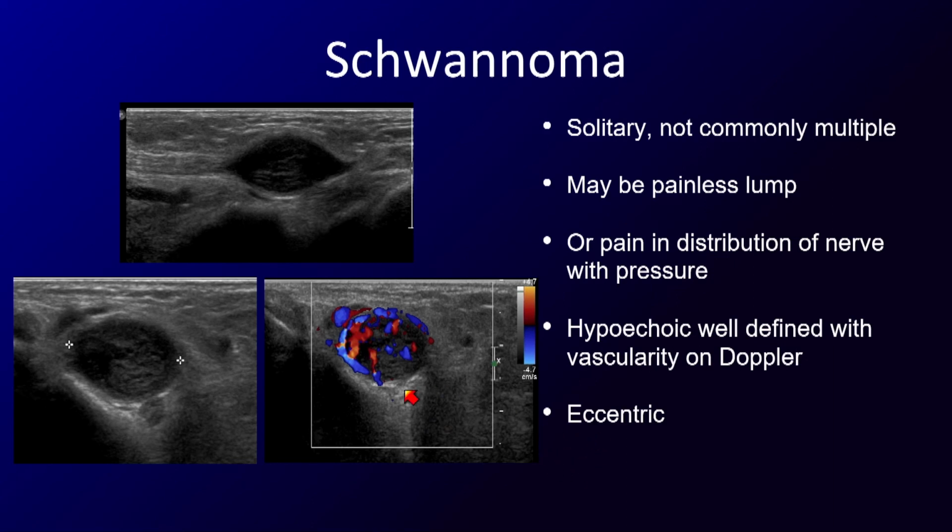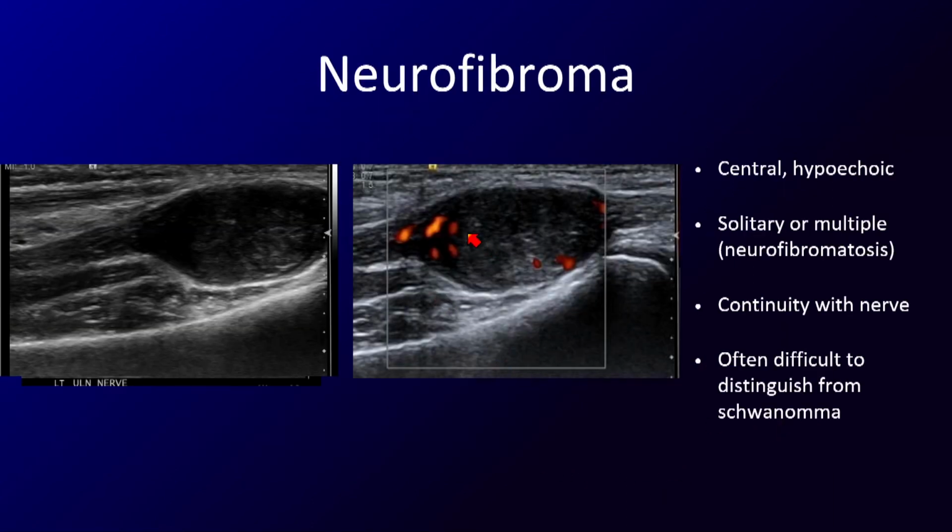Schwannomas are typically described as eccentric to the nerve, but many times it's very difficult to tell. And in fact, when you look at this case of a neurofibroma, they look very similar. Neurofibromas, however, may be multiple, and you may see them in multiple locations in the setting of neurofibromatosis. Again, when looking at nerve lesions, you want to look for an entering and exiting nerve that will help you distinguish it from other soft tissue lesions that present as hypoechoic masses.